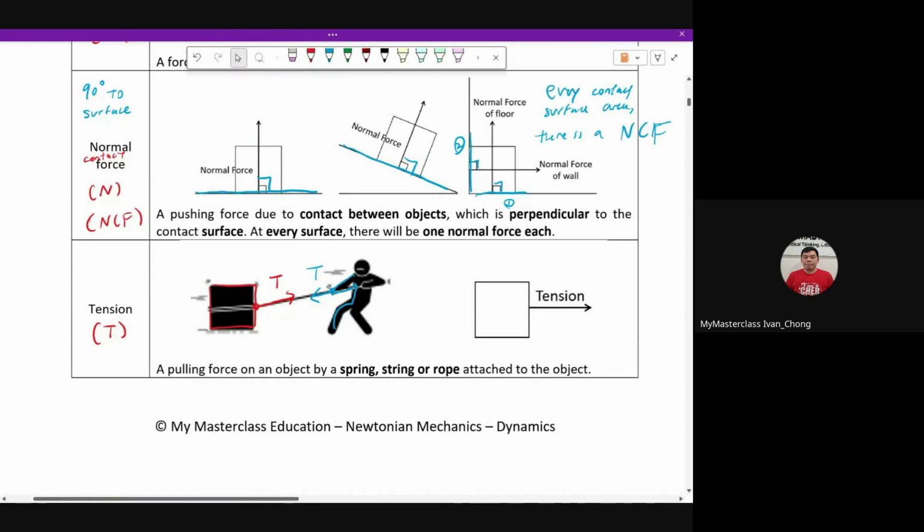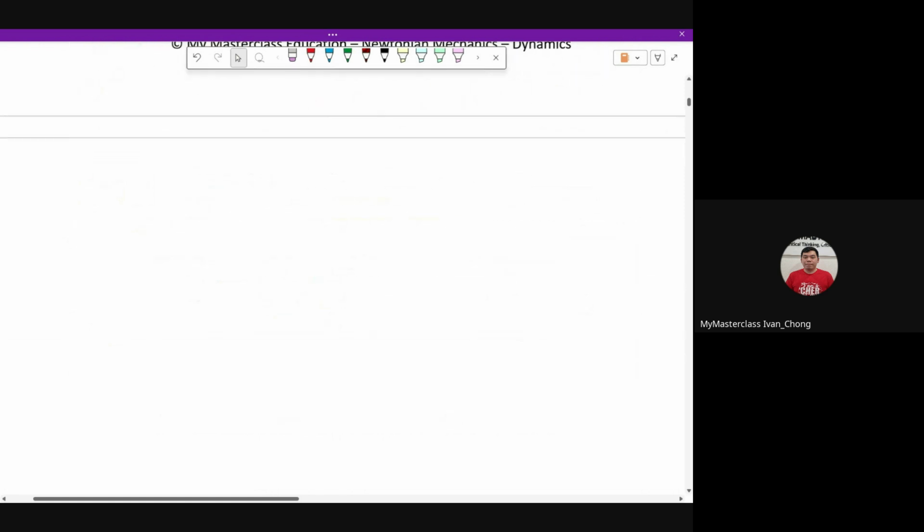You need to see, when we are talking about forces, what object are we talking about? What force on what object? Because that will tell you the direction of your force. Is it away from the object? Is it towards the object? And stuff like that. So how do you know if something is tension? You must have a spring, string, or rope. It will always be towards the rope. All right, and then next one.